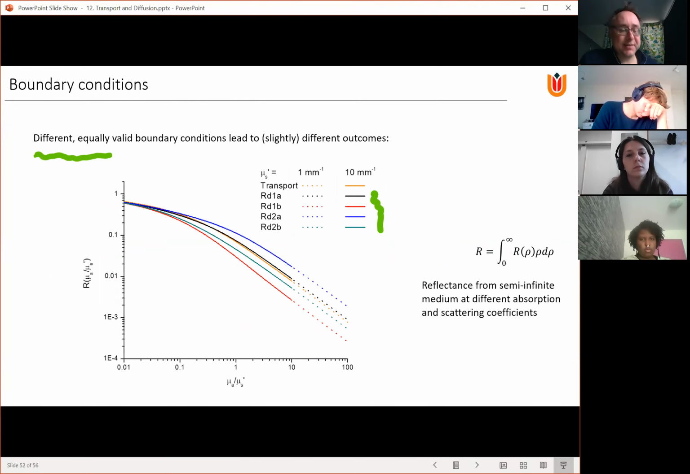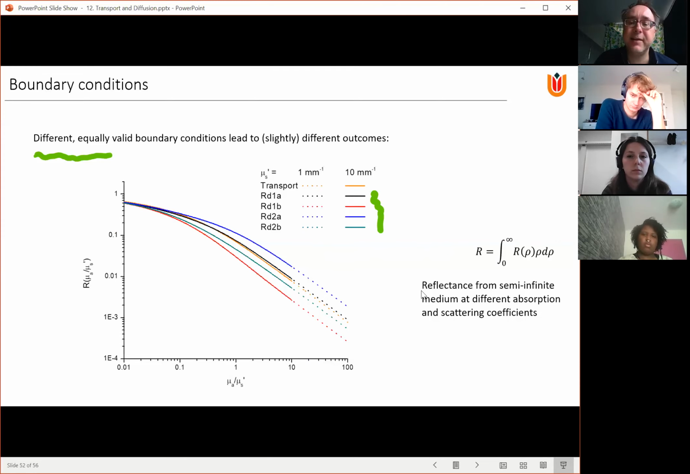One remark about these boundary conditions. A physical boundary condition is that the light cannot re-enter, but other than that, you can also impose some mathematical boundary conditions that are all equivalent. They are all physically plausible, but if you do that, they all lead to slightly different outcomes. And to illustrate that is this graph.